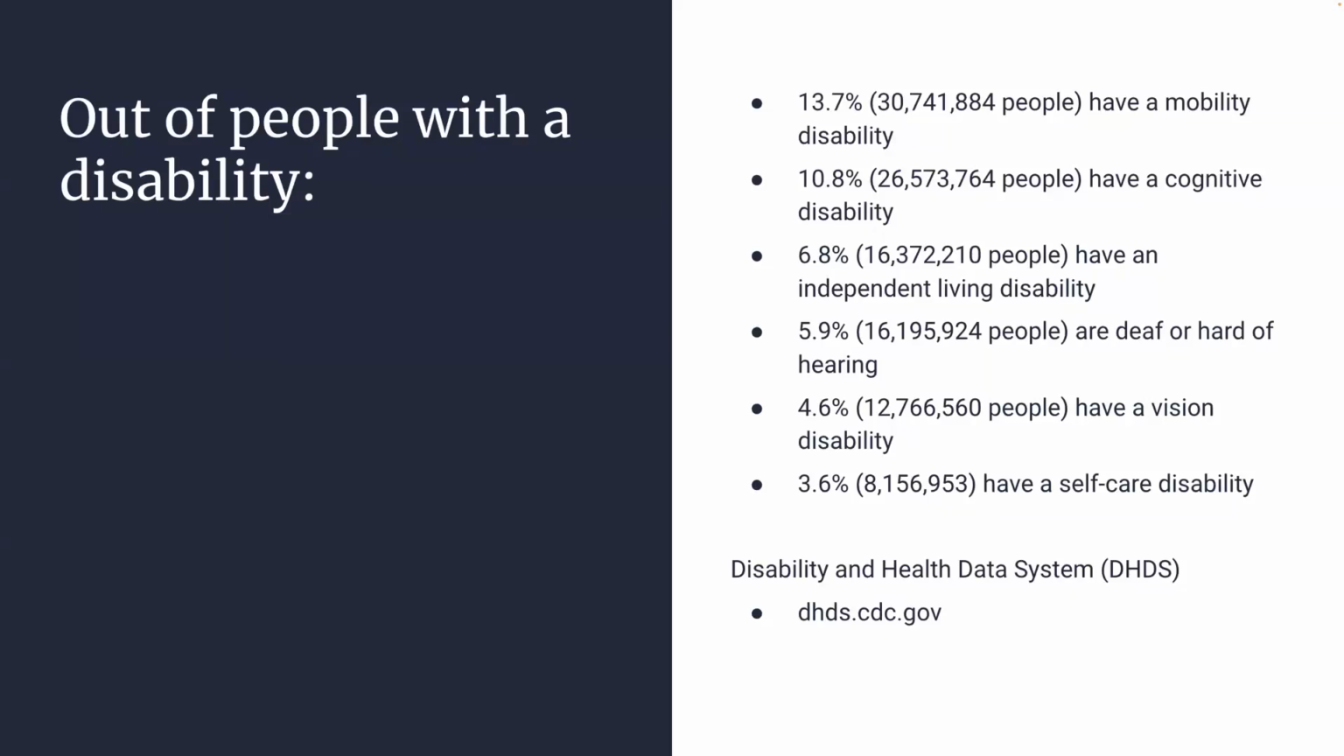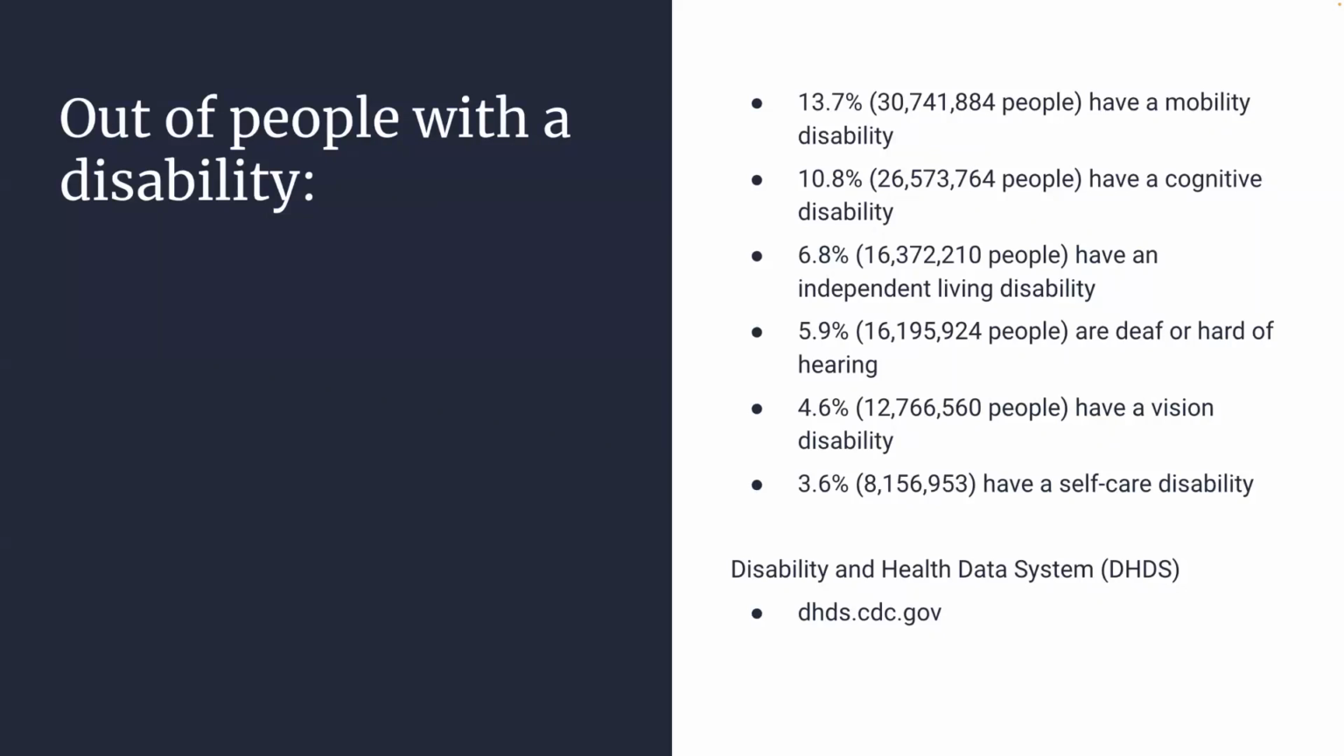5.9%, or about 16.1 million, are deaf or have serious difficulty hearing. 4.6%, or about 12.7 million, have a vision disability with blindness or serious difficulty seeing even when wearing glasses. And 3.6%, or approximately 8.1 million, have a self-care disability with difficulty dressing or bathing. That's a lot of people.